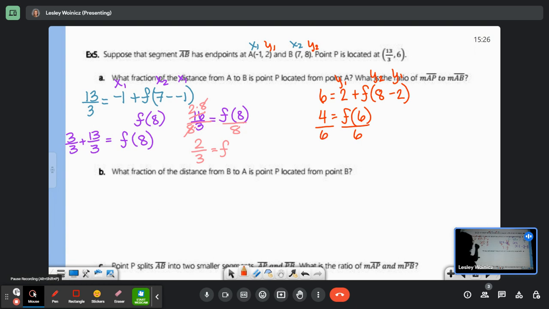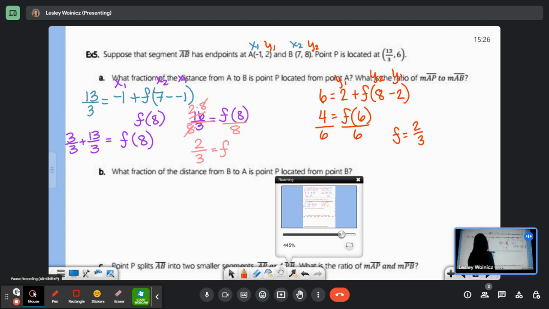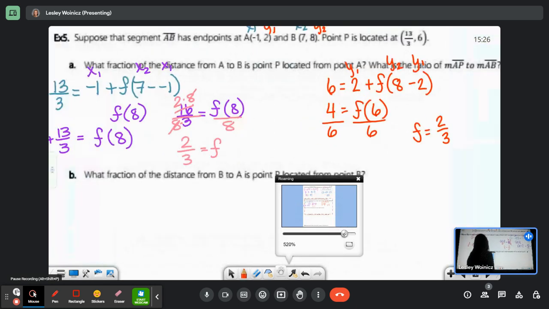We probably should have started with the y coordinate, huh? This one's less gnarly. What is 4 over 6 reduce to? Yeah, 2 thirds. Okay, do you guys want to see the way I would have done it? If it saves you all that work, do you want to see the way I would do it?